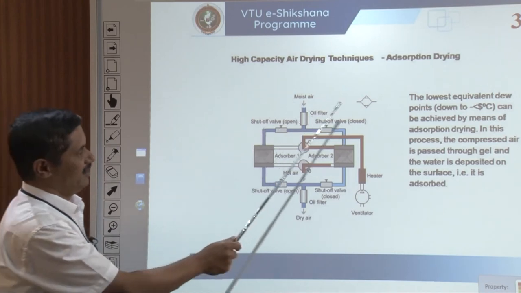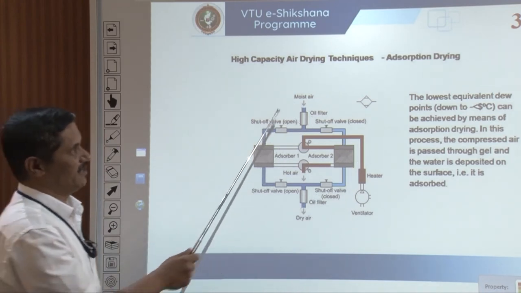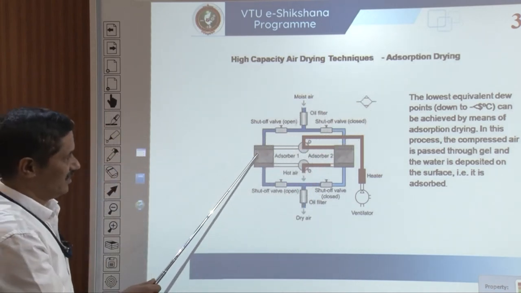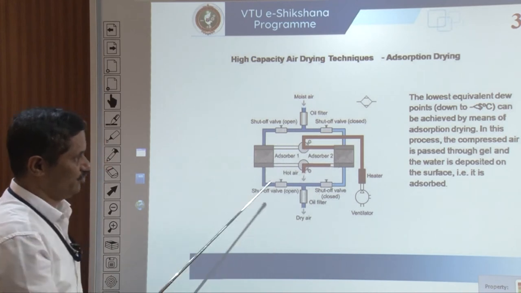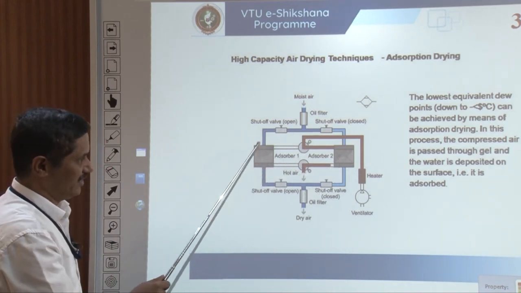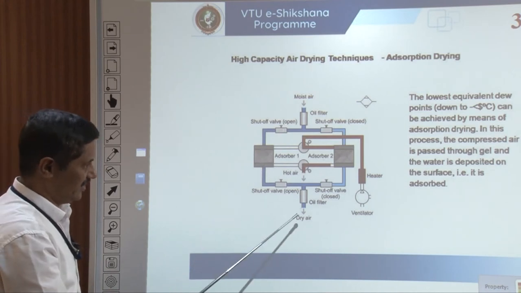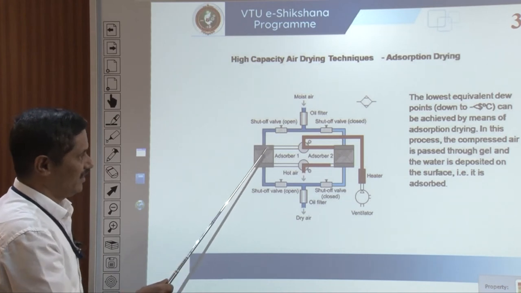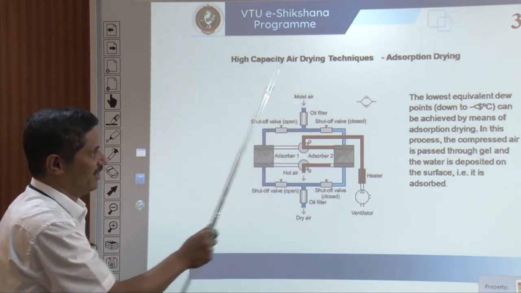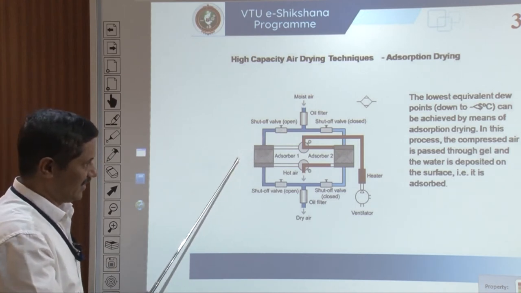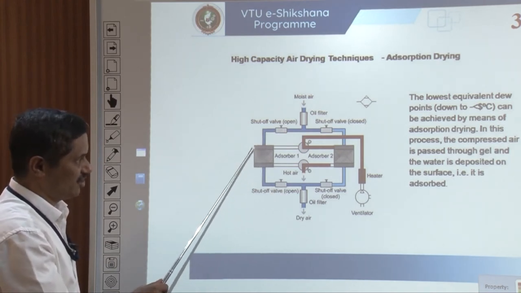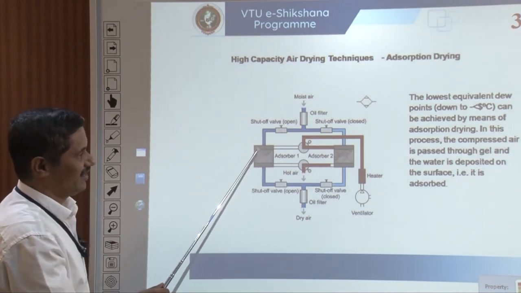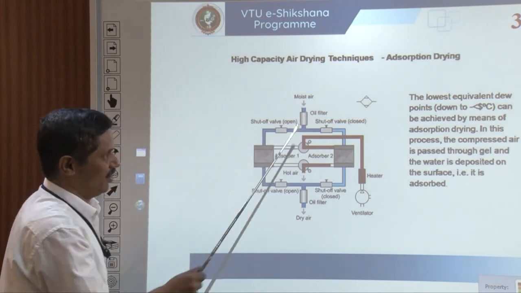Here we have shown refrigeration type and adsorption type dryers. In the adsorption type, there are two vessels, vessel 1 and vessel 2. The material is stored in both, and initially the air is passed through one vessel for a certain time, and during that time the moisture gets absorbed, it sticks to the particles, and dry air moves out.